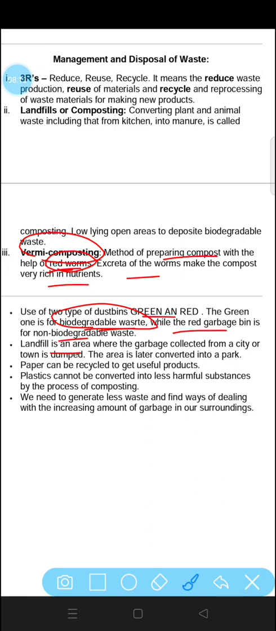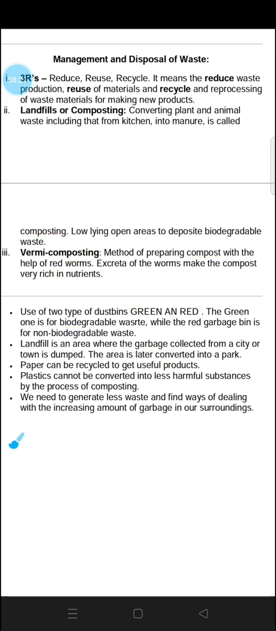Landfill is an area where the garbage collected from a city or town is dumped. The area is later converted into a park. We dump the garbage of the whole city at one place. That place is called a landfill. Paper can be recycled to get useful products. We can recycle the paper to get a useful product from it again.